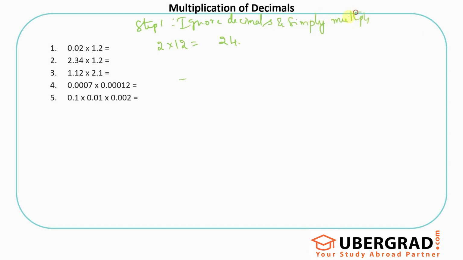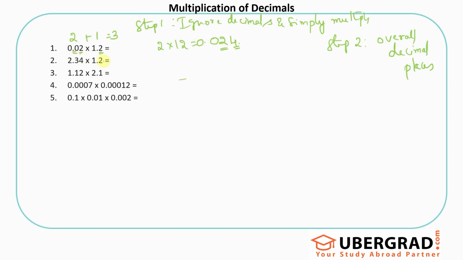Once I do it, now count the overall decimal places. The overall decimal places is basically the addition of the decimal places of both. Here I have 2 decimal places, and here I have 1. So 2 plus 1, totally there are 3 decimal places. So that means I should also have 3 decimal places here. One is taken by this, second is taken by this, but there are only 2, right? That means I'll put a 0, then I'll put 0.024.